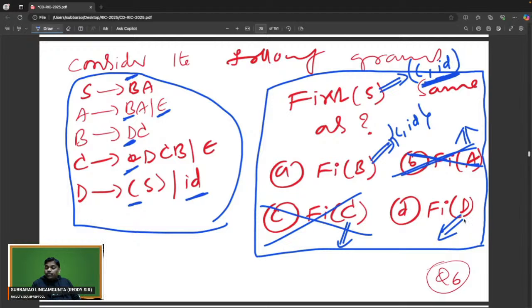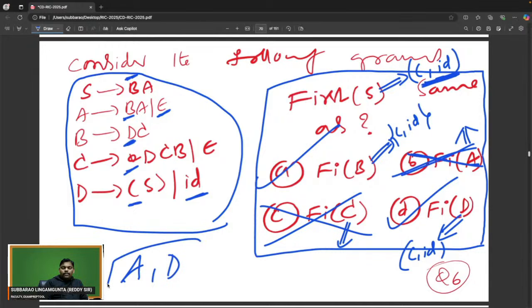What about first of D? Let's check. First of D is equal to open bracket ID. I think the answer is option A also, option D also. Please check. Answer is A, D. Let me know if I am wrong.